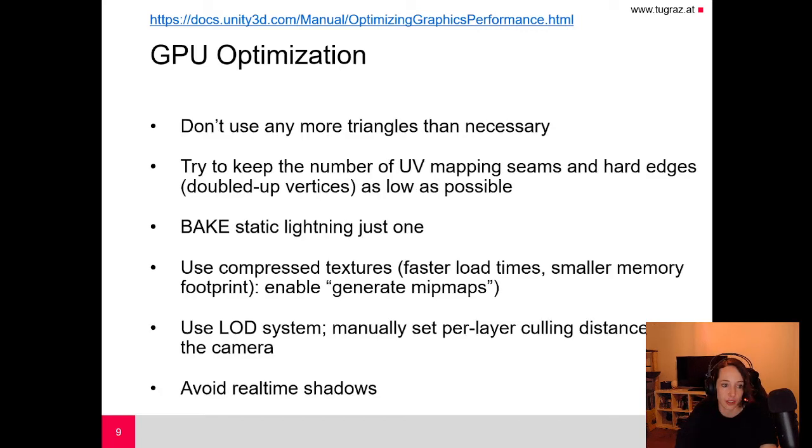GPU optimization. Don't use any more triangles than necessary. This is something which is super important. This is very often one of the major problems. If you have this fancy 3D game and then you have those giant objects, worst case scenario, you created this nice photogrammetry model, right? And then you just put it into the game and you think everything will be fine, but it has, I don't know, how many triangles?